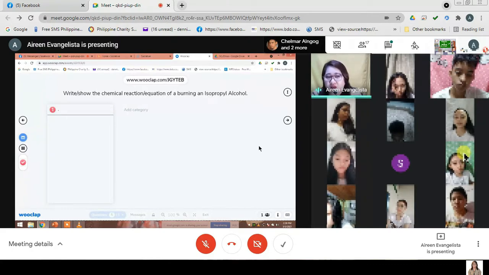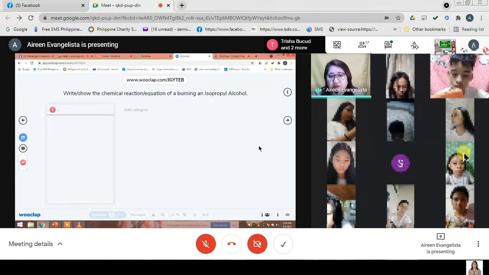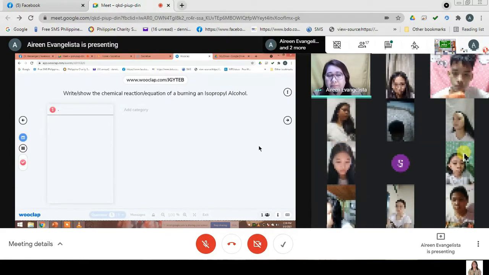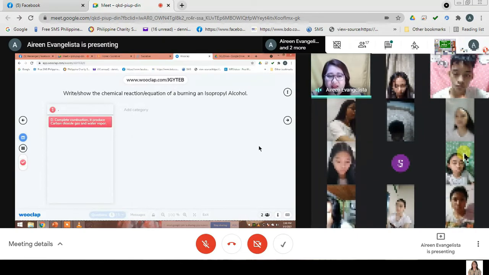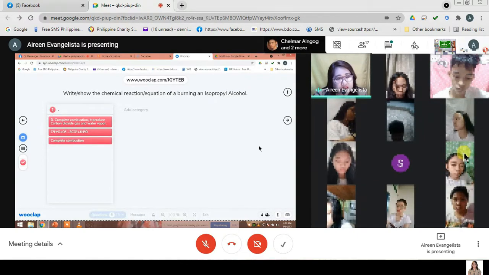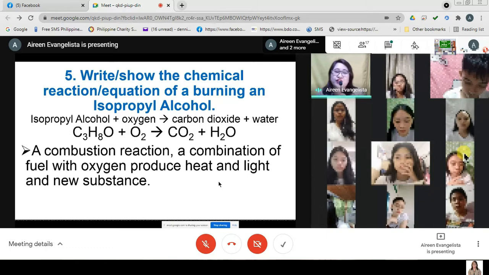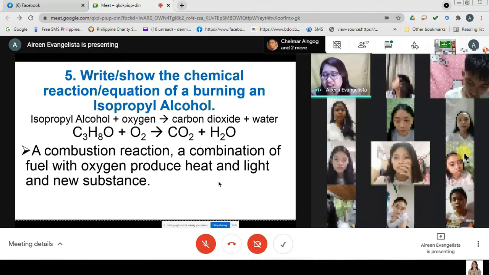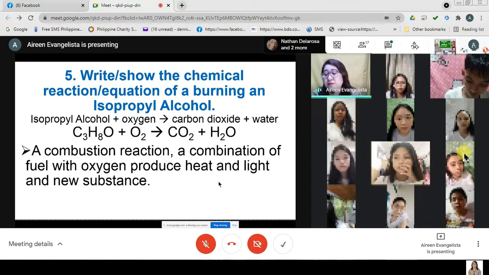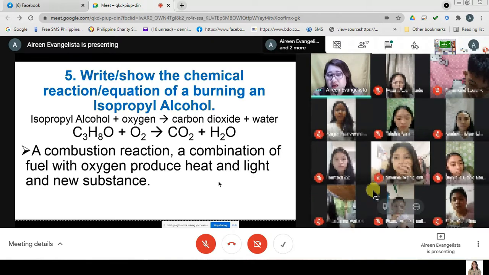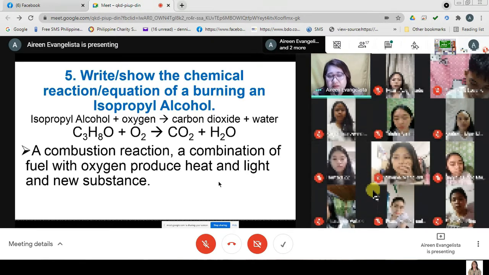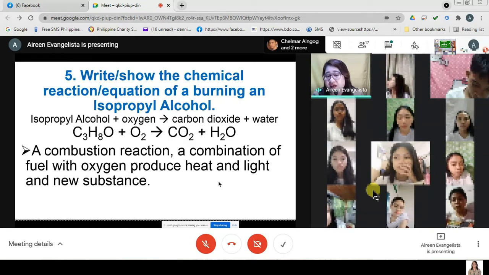And for the last question, number five, can you please type the chemical reaction equation of the burning of isopropyl alcohol? Just a wild guess. Their answer is C3H8. Actually, the equation is isopropyl alcohol plus oxygen yields carbon dioxide plus water. The formula for isopropyl alcohol is C3H8O. The 3 and the 8 are subscripts. It means we have 3 carbon atoms, 8 hydrogen atoms and 1 oxygen atom, plus oxygen gas.